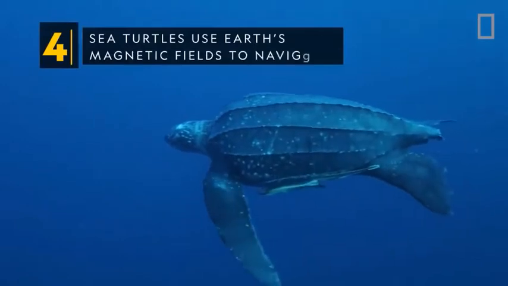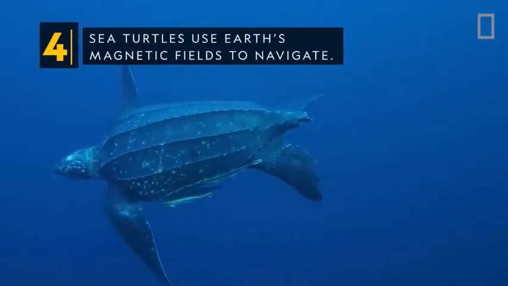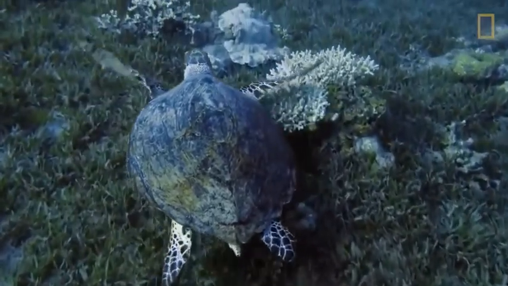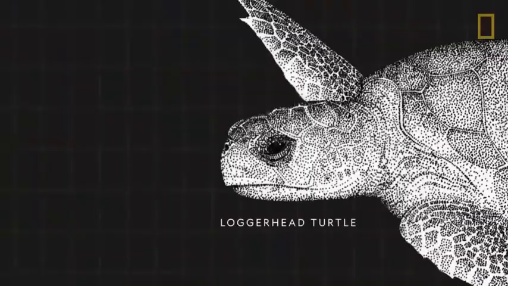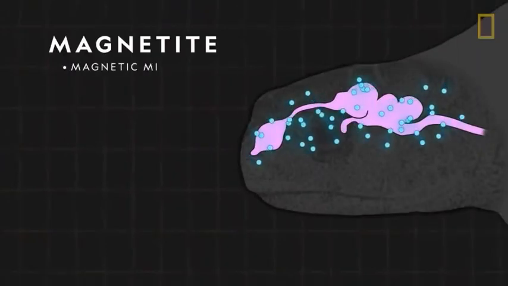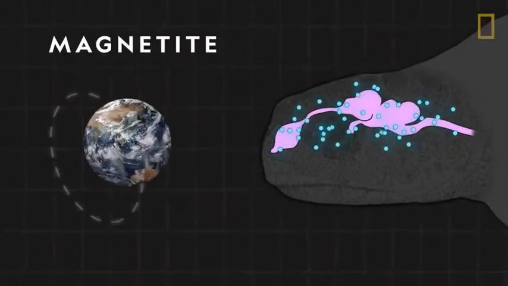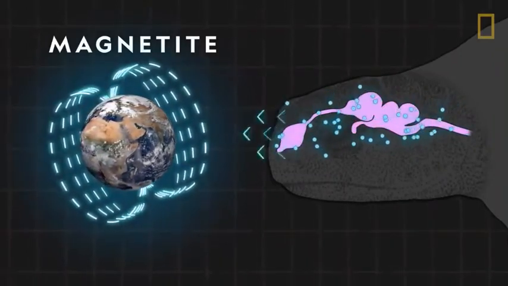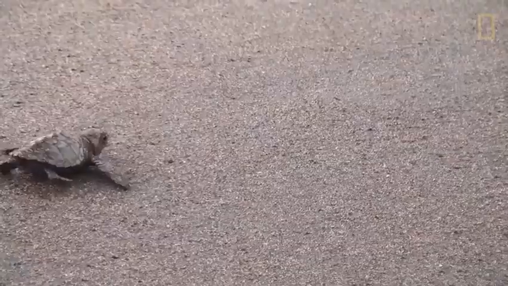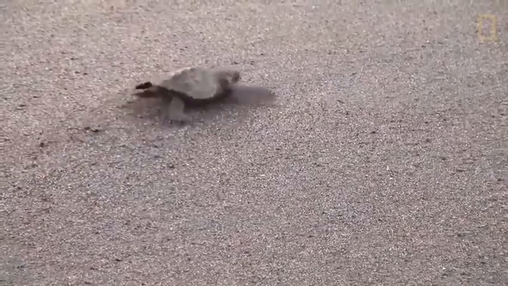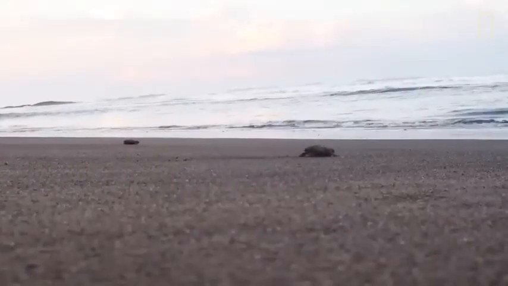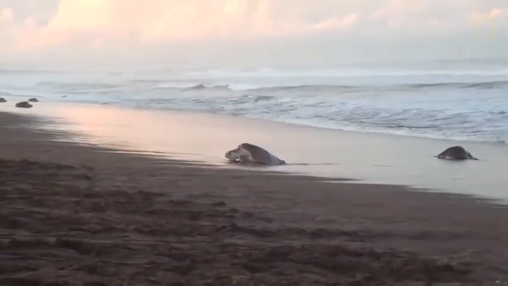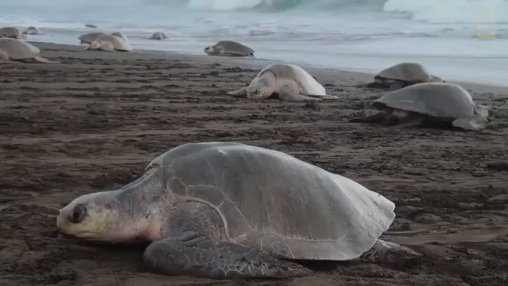Sea turtles use Earth's magnetic fields to navigate. Sea turtles have geomagnetic abilities, which serve as an internal GPS. The turtles have particles of magnetite, a magnetic mineral, in their brains. The magnetite likely plays a role in orienting sea turtles to Earth's magnetic poles, similar to a compass. Baby sea turtles imprint on the unique magnetic signature of the beaches where they hatch. This magnetic map can guide them back to the same beaches several years later to lay their own eggs.